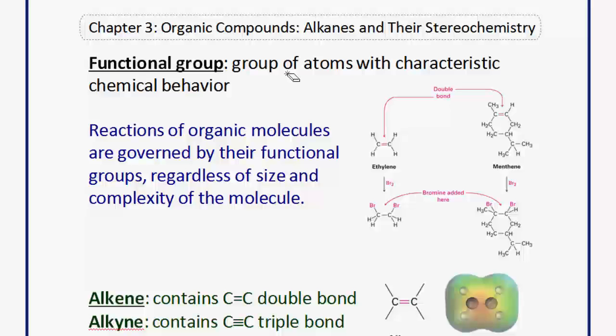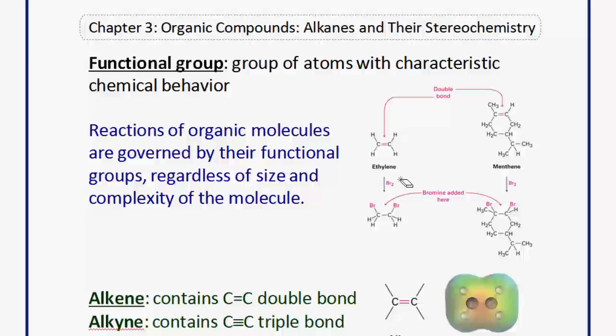So it's important for us to understand that it's the functional groups themselves that determine what type of reactions can happen with organic molecules, and that's nicely demonstrated with these 2 molecules. Look at ethylene here, just 2 carbons and a double bond, and then this more complex molecule, menthene, several more carbons, but it has a similar double bond right in its structure there. So both of these molecules have a similar functional group.